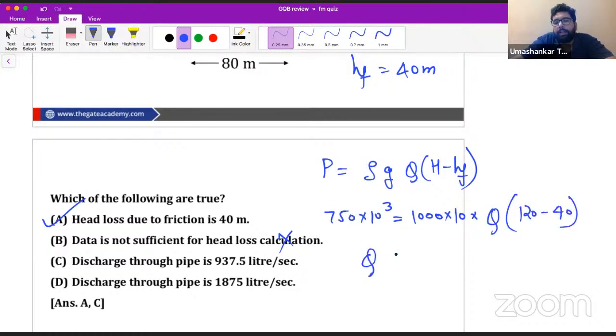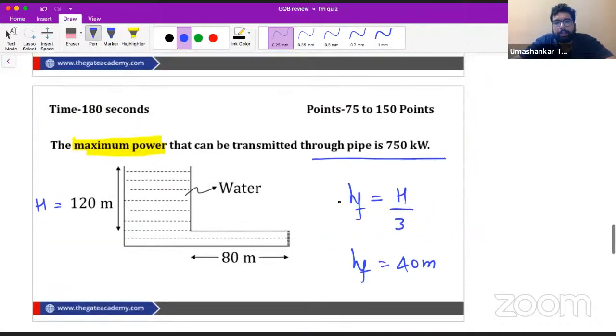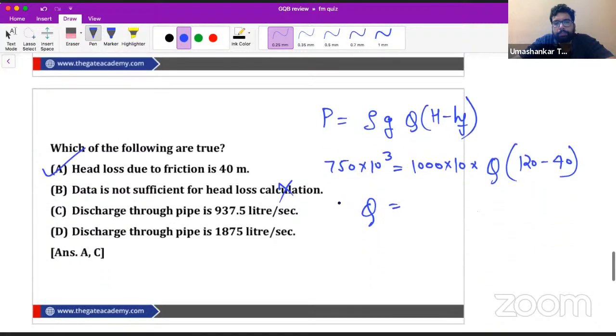From here we can solve for the discharge, right beta? Agreed or not? So what is the discharge at the maximum power condition? We'll be getting somewhere near 0.9375 meter cube per second. To change meter cube per second into liters, we must multiply by 10 to the power 3. So the answer is 937.5 liters per second.